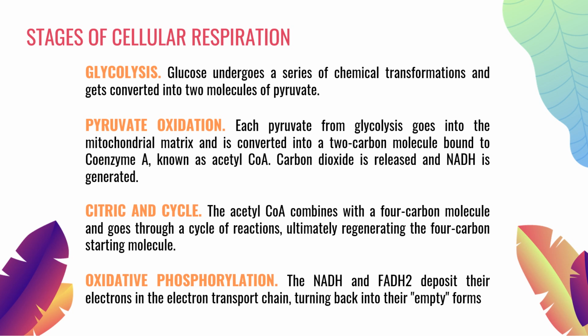The second one is pyruvate oxidation. In this one, each pyruvate from glycolysis goes into the mitochondrial matrix. There, it is converted into a 2-carbon molecule bound to coenzyme A, known as acetyl-CoA. Carbon dioxide is released and NADH is made. The third one is the citric acid cycle.